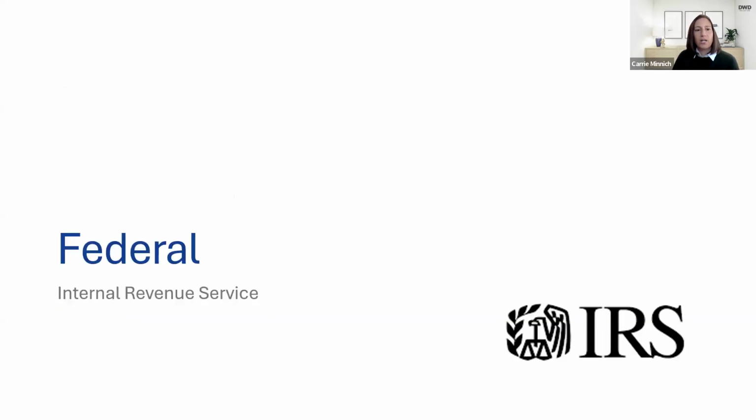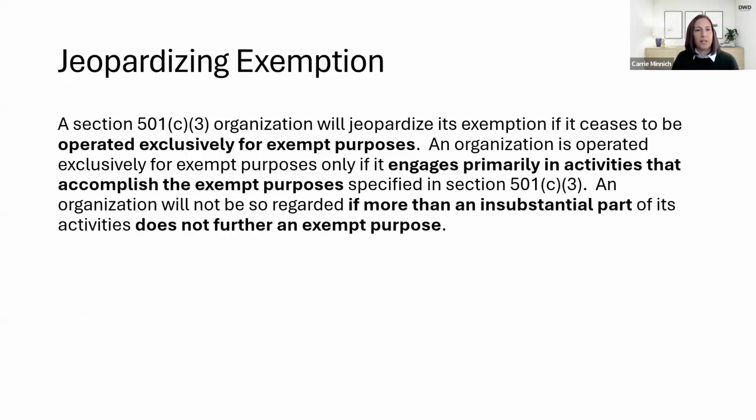So let's get started. When we talk about the federal level with the IRS, the main thing here is that when your organization initially applied for tax exempt status, the IRS approved your purpose. So you provided them an explanation of what your exempt purpose was. For example, 501c3 organizations need to be operated exclusively for a specific exempt purpose. So you need to make sure that you don't stray from that exempt purpose.